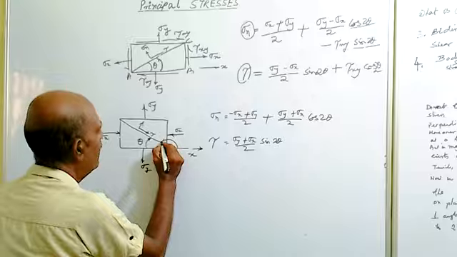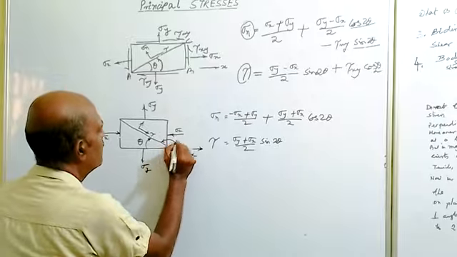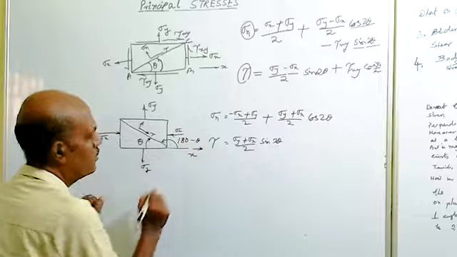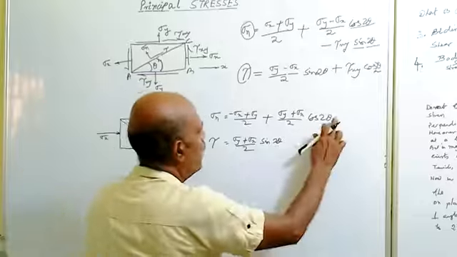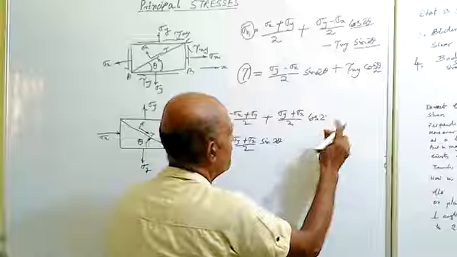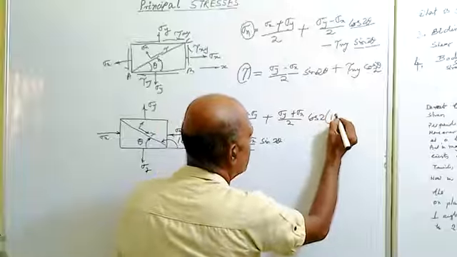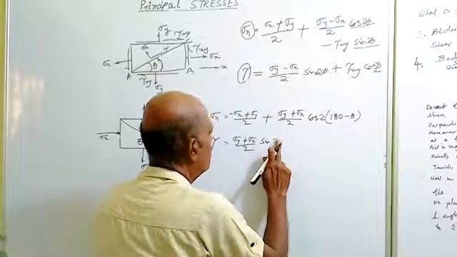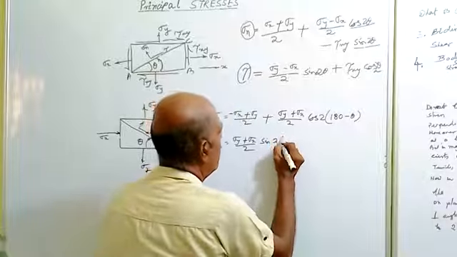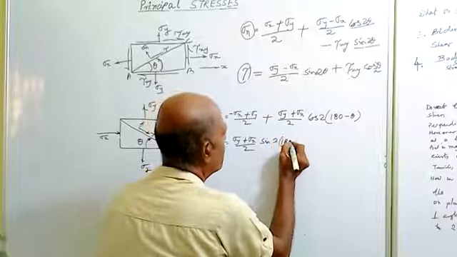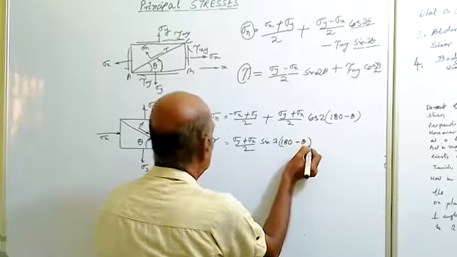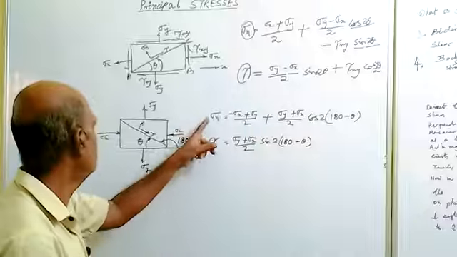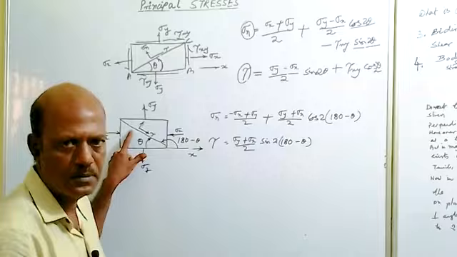So this angle becomes 180 minus theta. So here in 2 theta, instead of theta we will write 180 minus theta, and here also we will put 180 minus theta. So these equations for sigma n and tau will be the equations for this case.